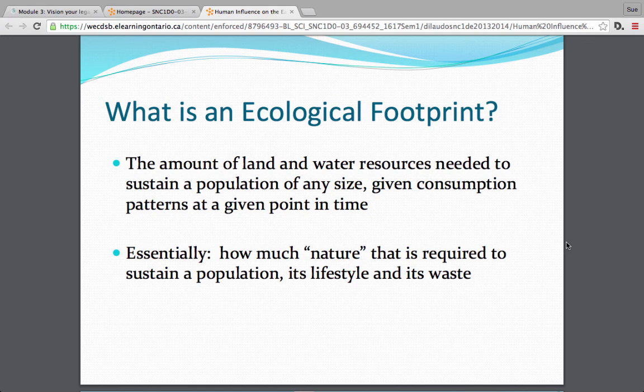So really what we're talking about when we measure our ecological footprint is how much nature does it take to sustain our population given our lifestyle and given the waste that we're producing.